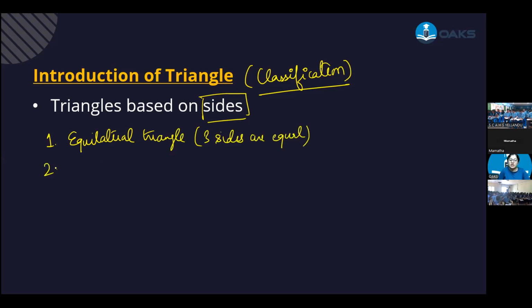Now, when I am talking about only two sides being equal, what is the name of the triangle where only two sides are equal? It is the isosceles triangle. Everybody knows this name? Yes or no?